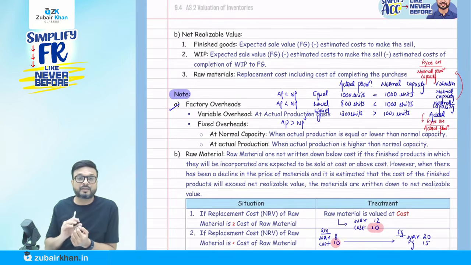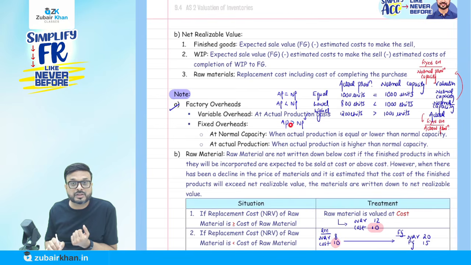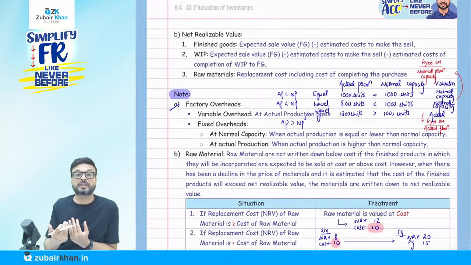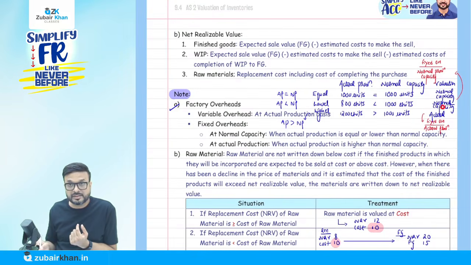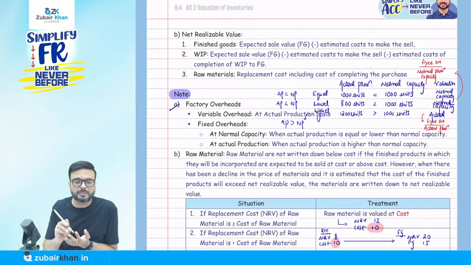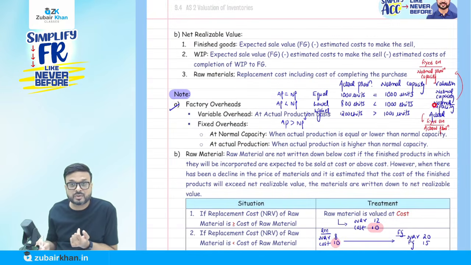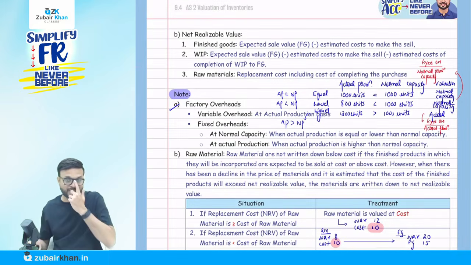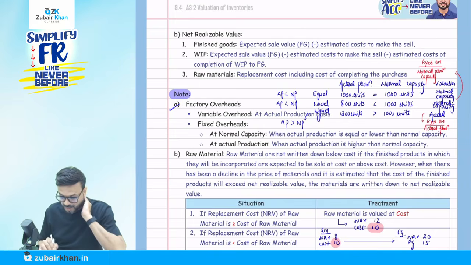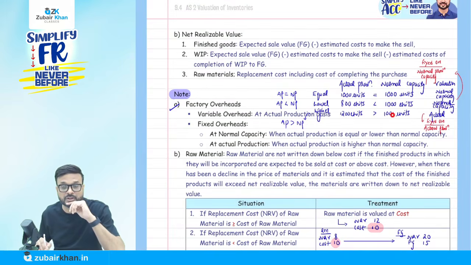But when my actual production is more than normal production, for example actual production is 1200 units and normal production is only 1000 units, this is the difference. Generally, ICAI doesn't ask this tricky point, but you have to understand it. They may ask it anytime, we cannot trust them. In that case, we have to allocate fixed overhead on the basis of actual production. So the formula here is fixed overhead divided by actual production.